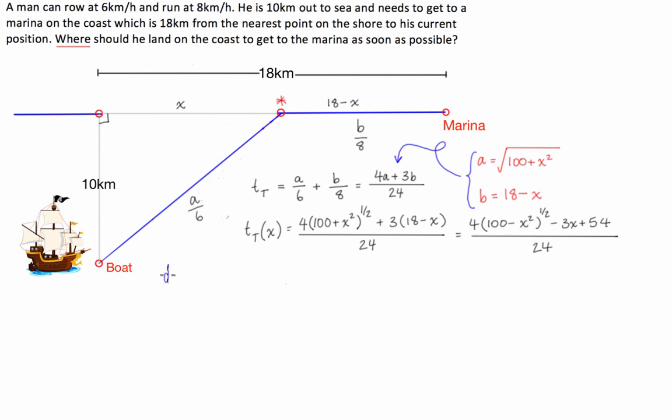So dt/dx of this function is going to be equal to, I can bring the 1/24 out as a constant, so I'm not going to have to worry about it when I do my derivative. So it's going to be the same as 1/24 times d/dx of this function here. So it's 4(100 − x²)^(1/2) − 3x + 54. Cool.